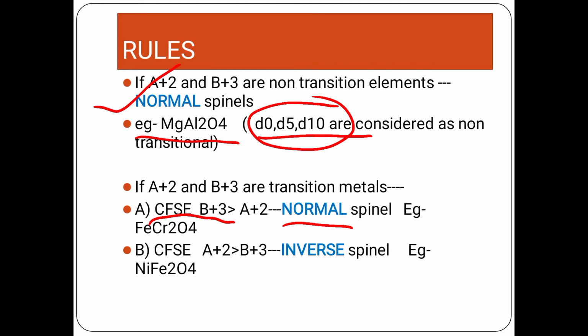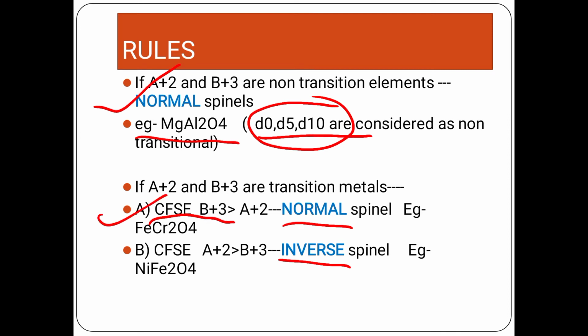Now next rule. If the CFSE of A+2 happens to be greater than the B+3, then you call it inverse spinel. Fine. So if you are getting confused which CFSE is for normal spinel, which for inverse, remember only one thing.